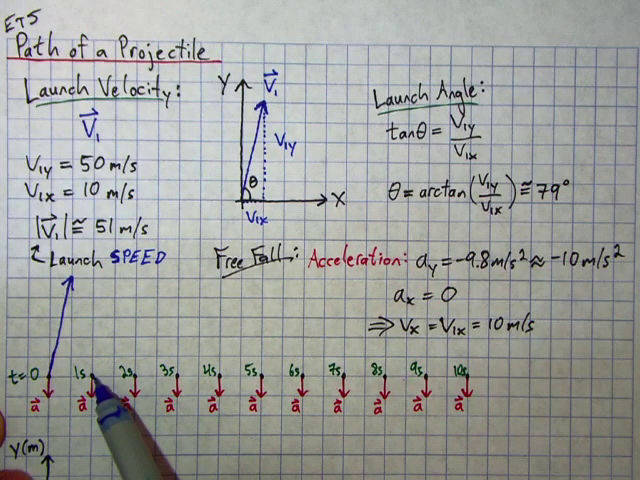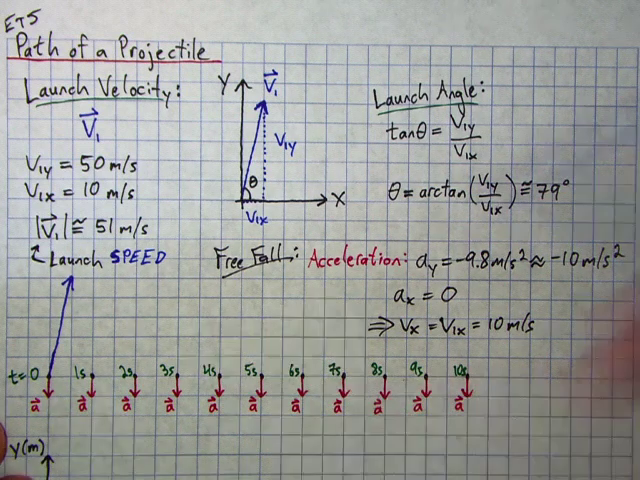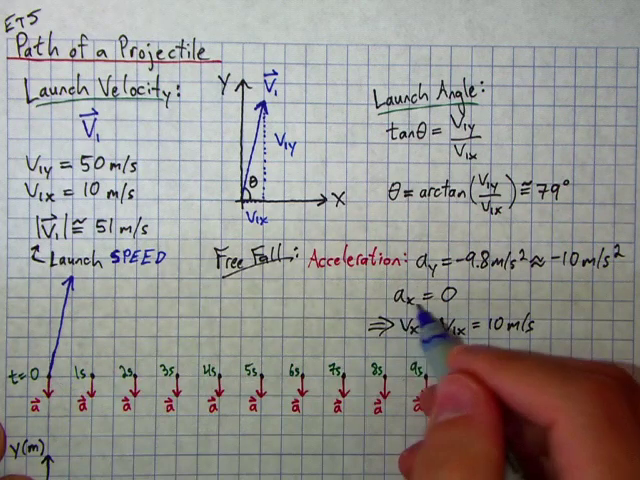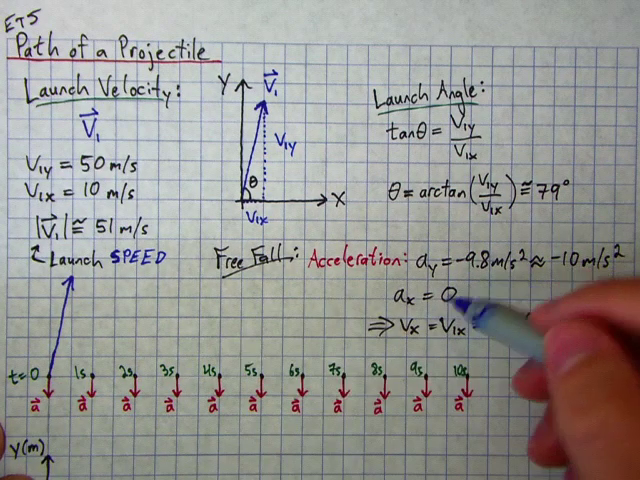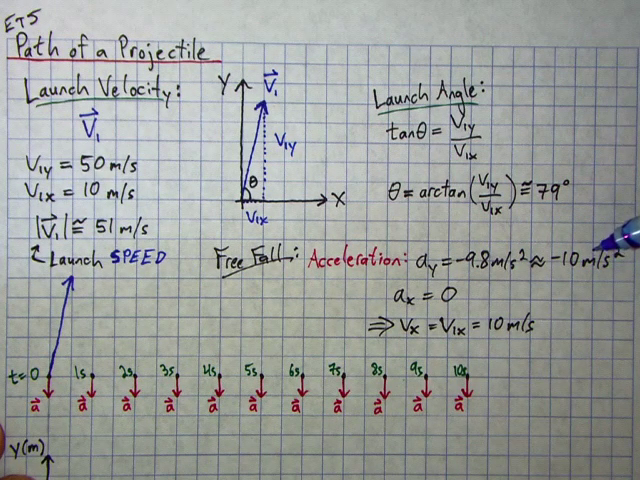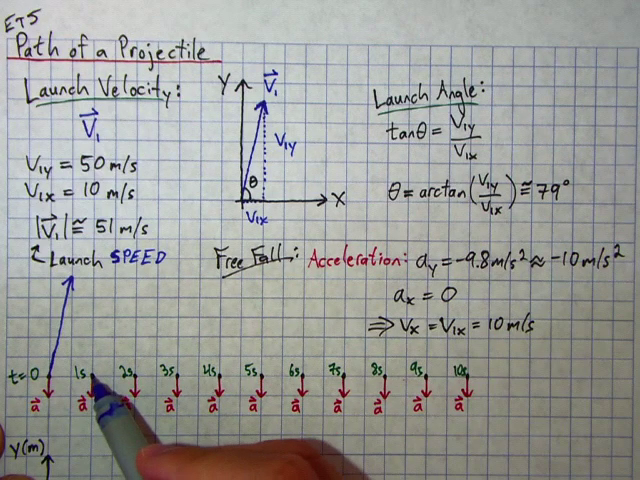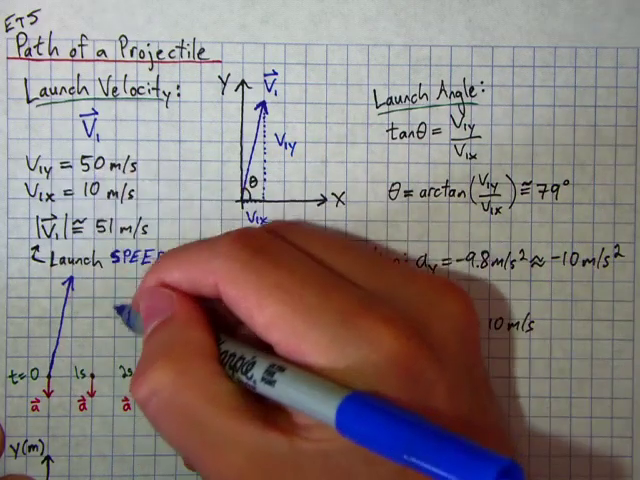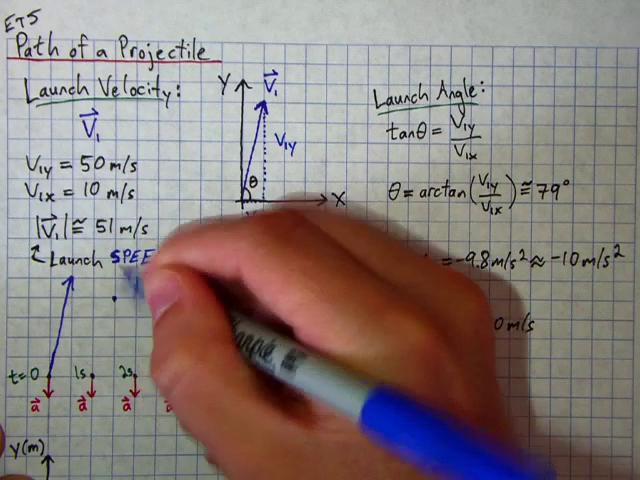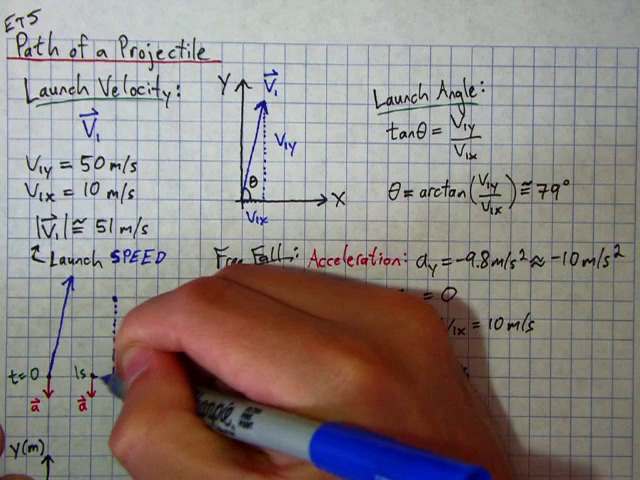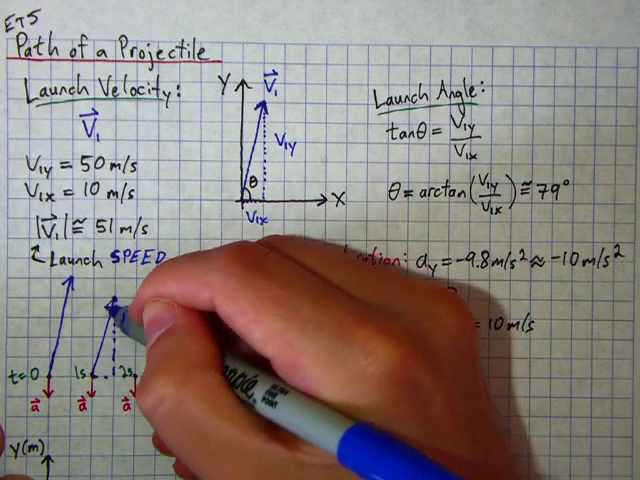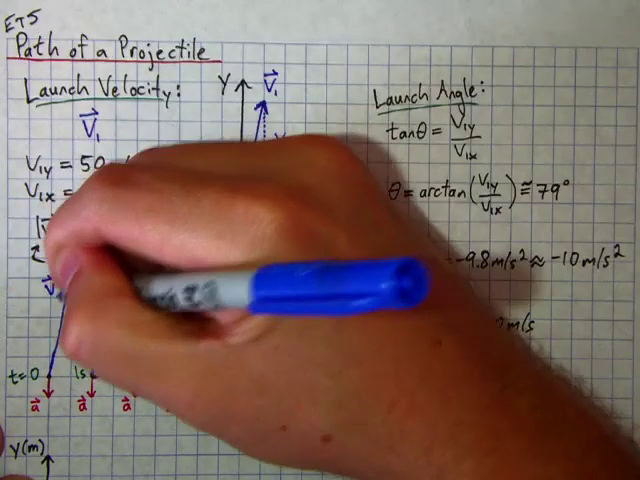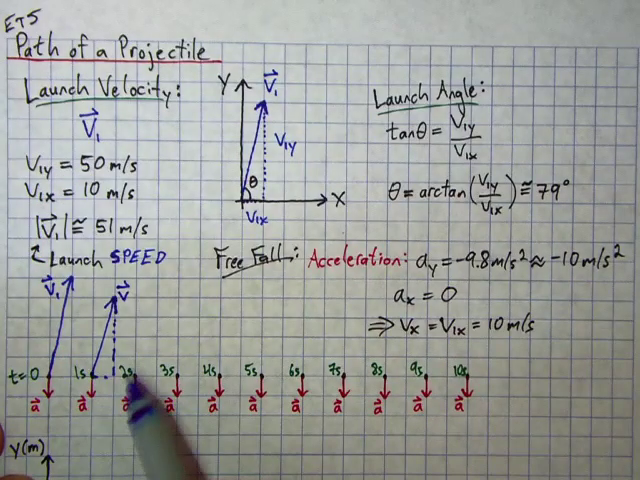Okay, now 1 second later, if it has been accelerating with these components, the x component of our velocity hasn't changed, but the y component will have decreased by 10 meters per second in 1 second. So the y component will have decreased from 50 to 40. So our y component is now 40, x component is still 10. So that's our velocity 1 second later. Here was v1, our launch velocity.